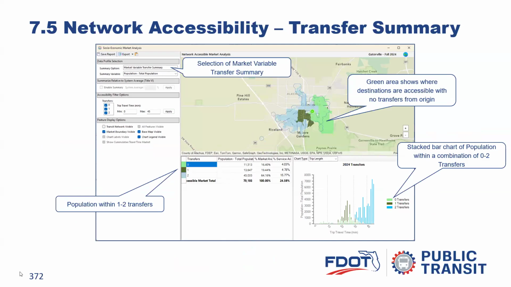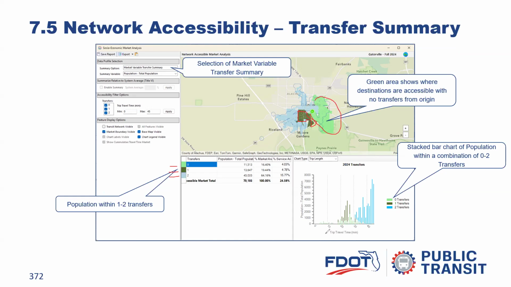Okay, likewise, we have a transfers summary. So we have 0 transfers, 1 transfer, and 2 transfers here. And the market for 0 transfers is in this light green. It's 11,513. So you can see the light green shading over in this area. The dark green is 1 transfer, which is over in this general area. And then everything else is 2 transfers to get to that market.